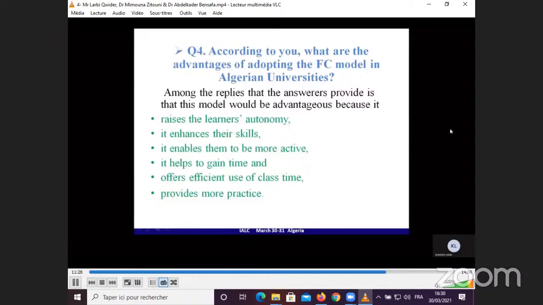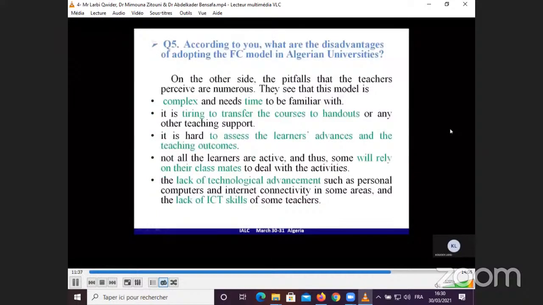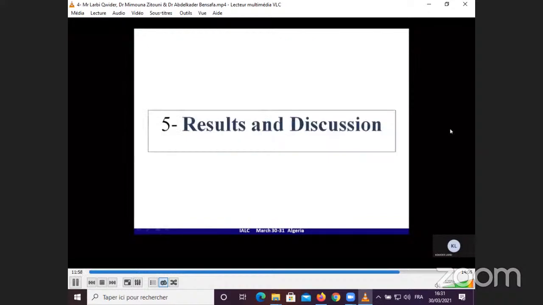Among the advantages, it raises the learners' autonomy, it enhances their skills, it enables them to be more active, it helps them gain time and offers efficient use of class time, and provides more practice. On the other hand, among the pitfalls that the respondents believe are that it is complex and needs time to become familiar with. It is tiring to transfer the courses to handouts. Also, it is hard to assess the learners' advances and teaching outcomes. Also, there is a lack of technological advancement in Algeria and a lack of ICT skills among some teachers.